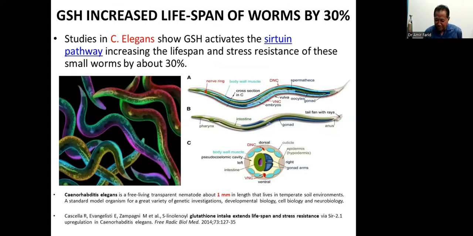Then go up the scale. Studies on worms: glutathione increased lifespan of worms by 30%. Studies in C. elegans, which is the most studied worms, show glutathione activates the sirtuin pathway. Sirtuin is the anti-aging pathway, increasing the lifespan and stress resistance of these small worms by about 30%. Okay, so you have the yeast at one end of the scale, and then you come up to worms. You can see glutathione plays a very important role in the health and lifespan.